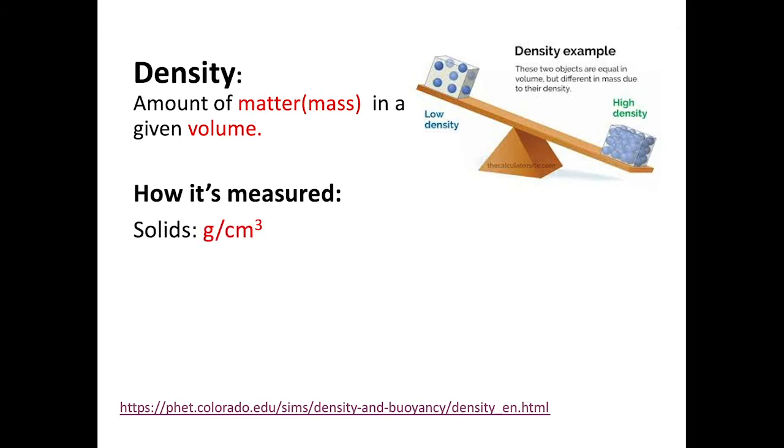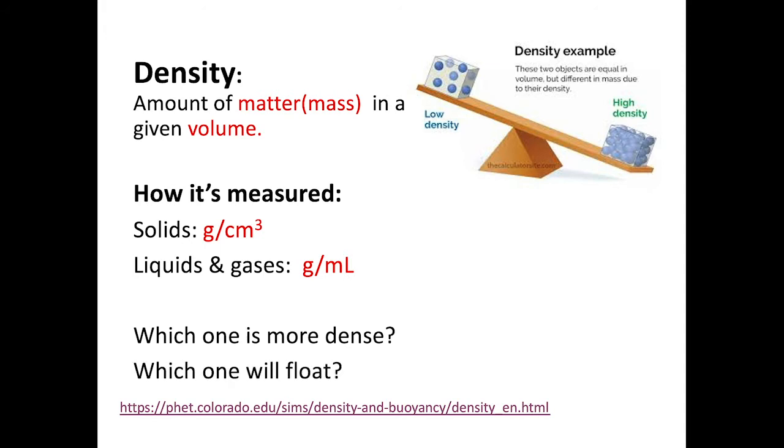So typically we measure density in grams per centimeter cubed. So grams per centimeter cubed is kind of the idea. So it's a certain amount of weight in a certain amount of volume. Liquids we typically measure in grams per milliliter. So again, an amount of weight within an amount of liquid.